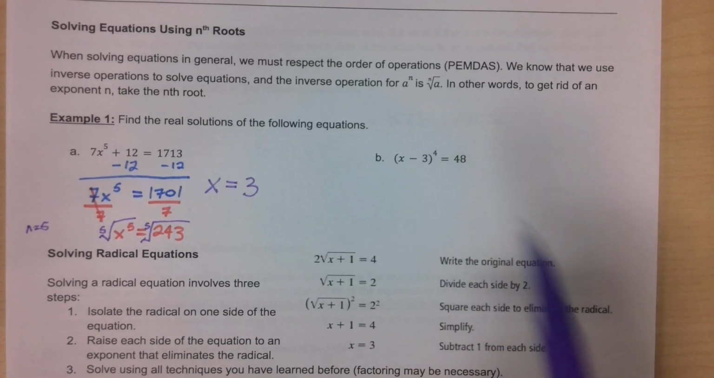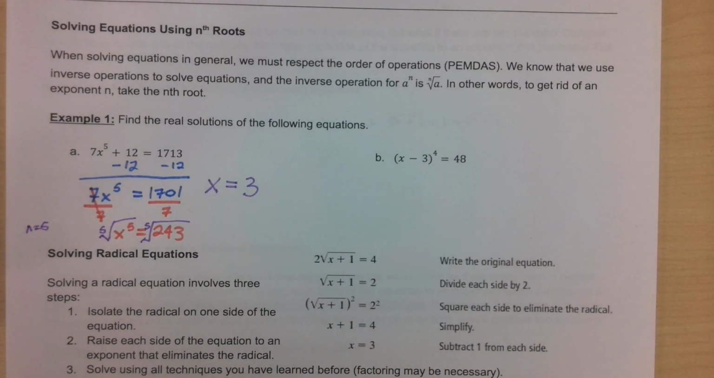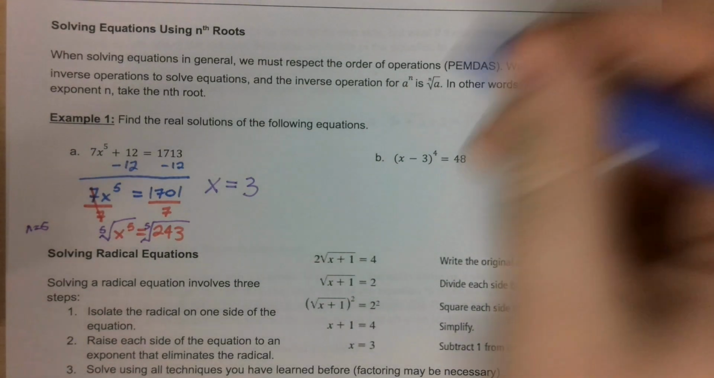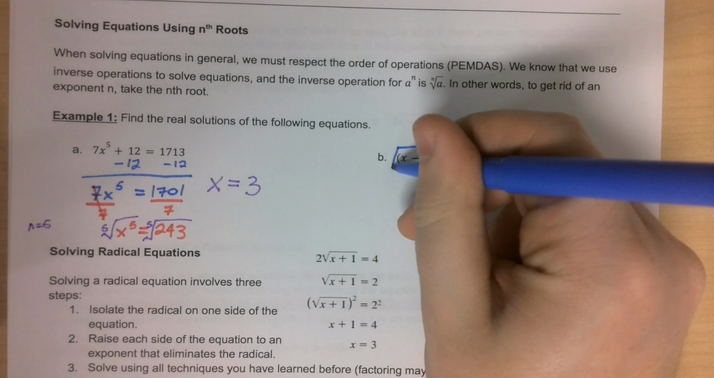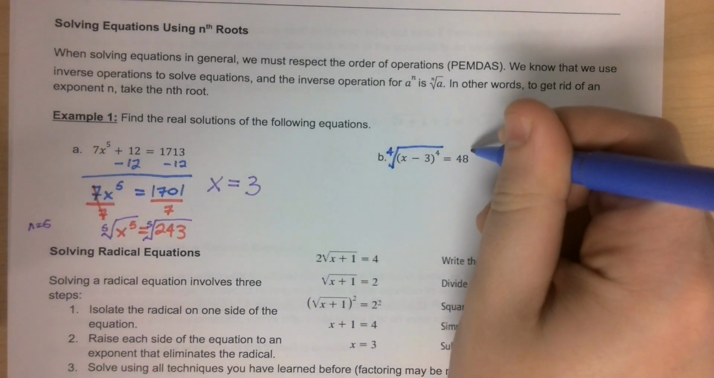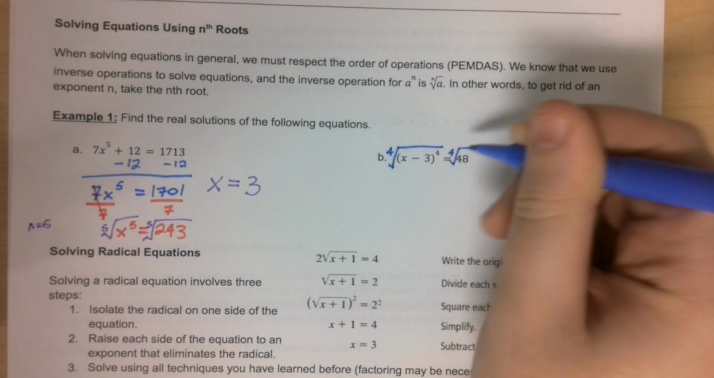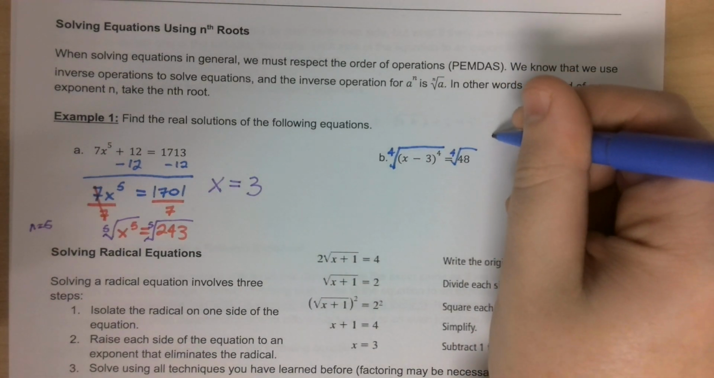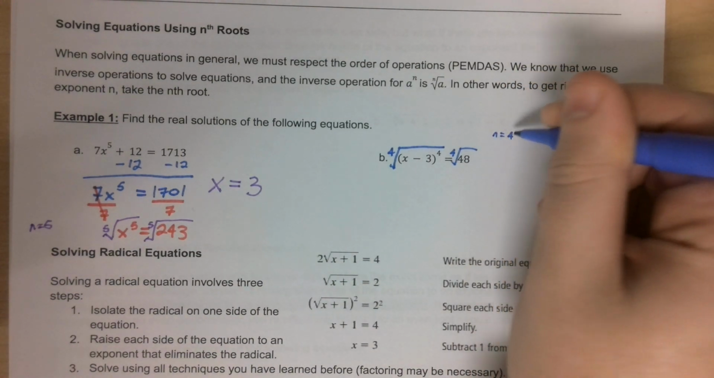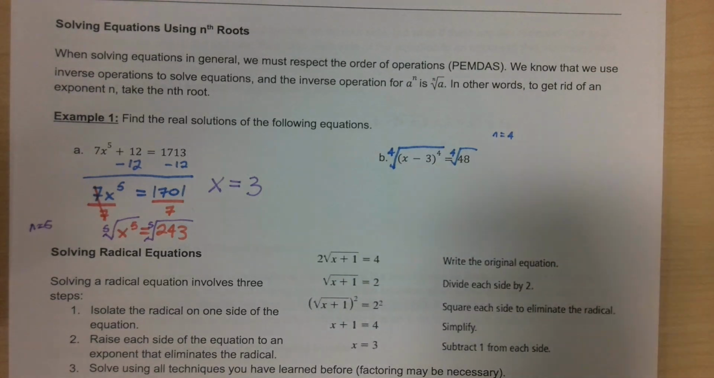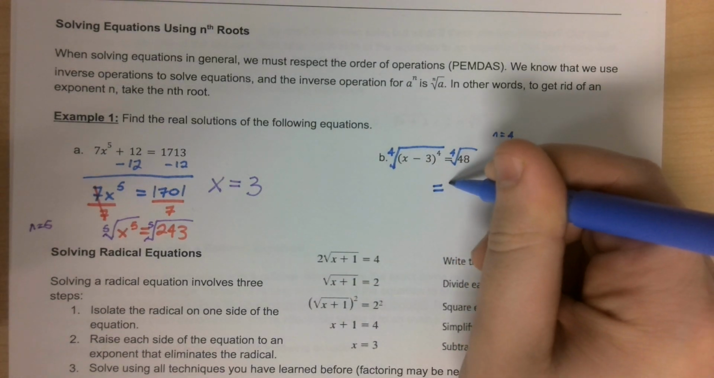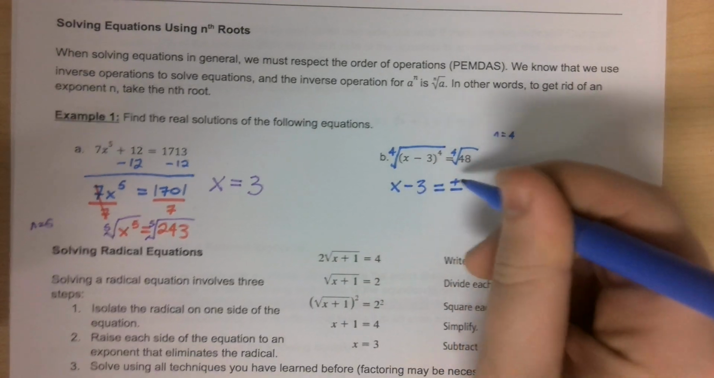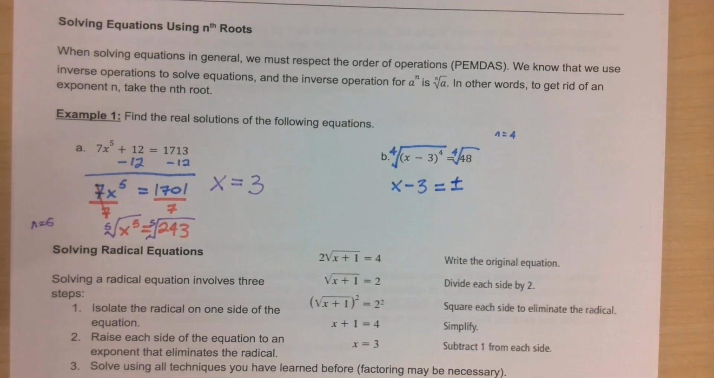Speaking of, what can we do for part B? Well, here, everything is in parentheses except for the fourth power. So we actually start by taking the fourth root of both sides. Now, what happens when we take the fourth root of both sides? In other words, when our index is even? We're going to get a positive and negative answer. We'll be left with x minus 3 equals positive and negative.